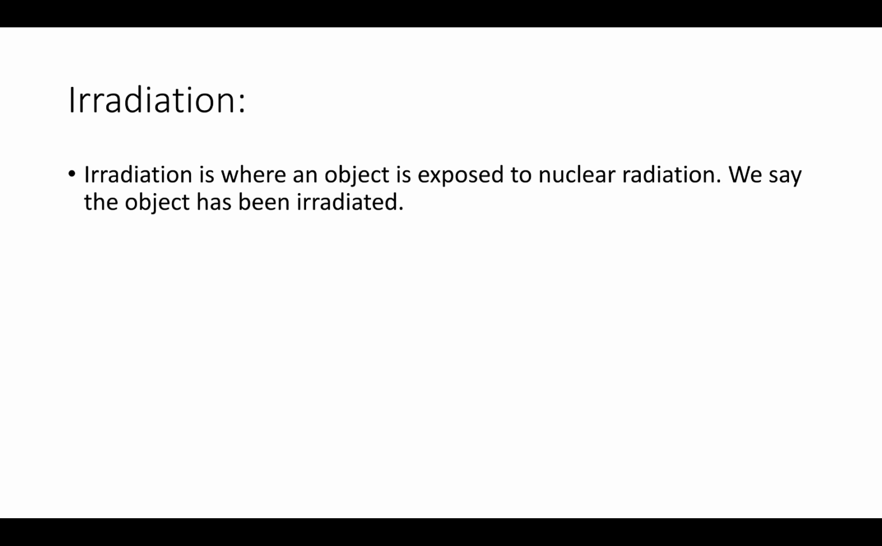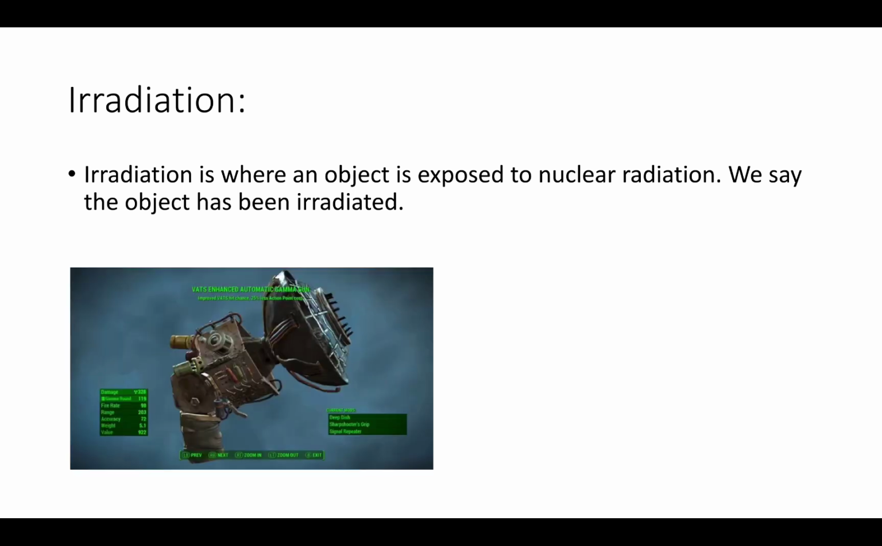Irradiation. So irradiation is where an object is exposed to nuclear radiation. We say that an object has been irradiated. So if you've played Fallout, this is my VATS enhanced automatic gamma gun. You don't want to get shot by that.